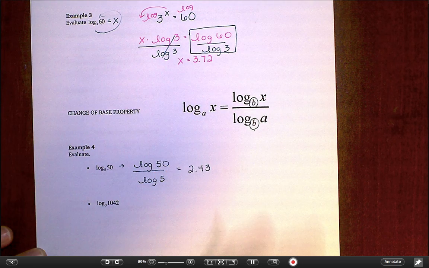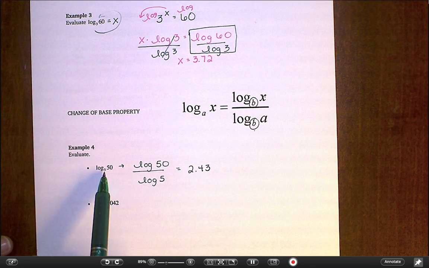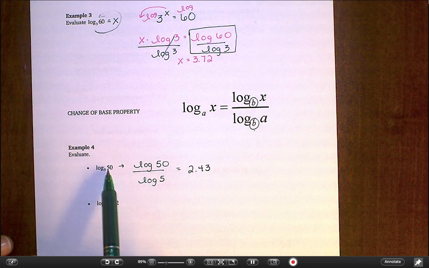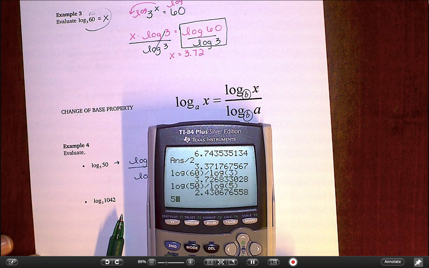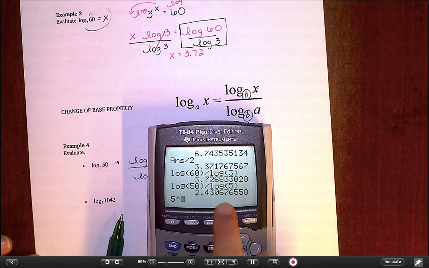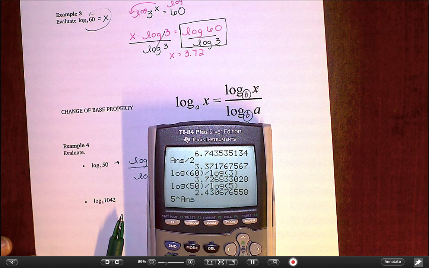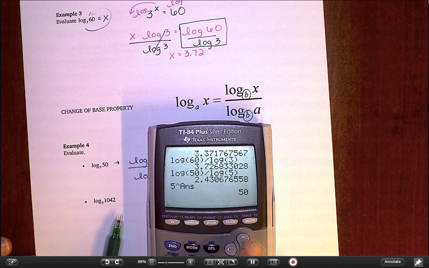And again, just to keep in mind what that means, if I do 5 to this power, it should come out to equal 50. So to check that in my calculator, I'm going to go 5 to the power of, and then to keep that whole decimal in there, I'm going to use the ANS. And there you go, it's 50.